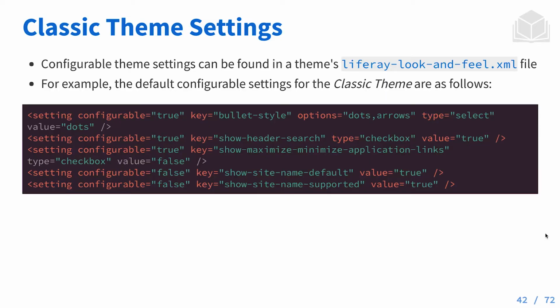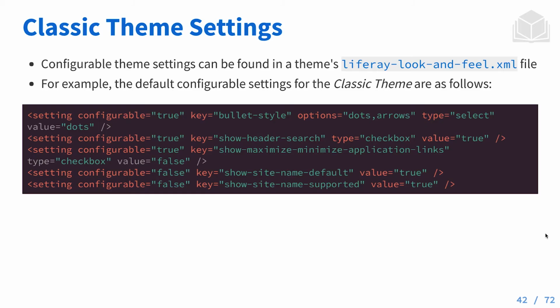This is an example of what it would look like in the classic theme. We have a number of settings. Some of them are set to true for the configuration, and some of them are set to false. Again, that means we have the ability to allow admins to make these changes, or we can just set the setting itself and do something with it later in our theme. For example, if we look at the bullet style options, this is going to have the configurable property set to true. The key is going to be bullet style.